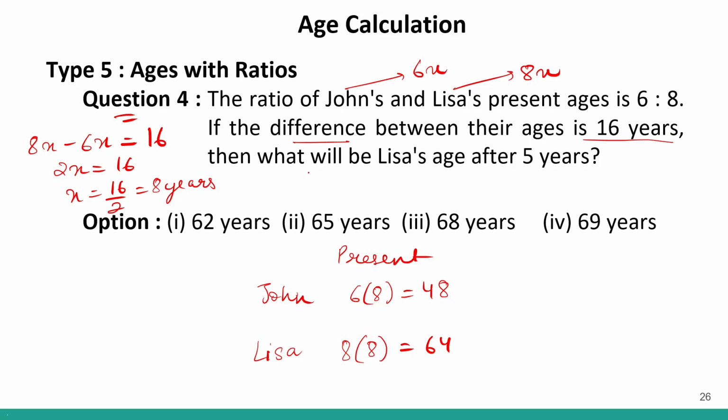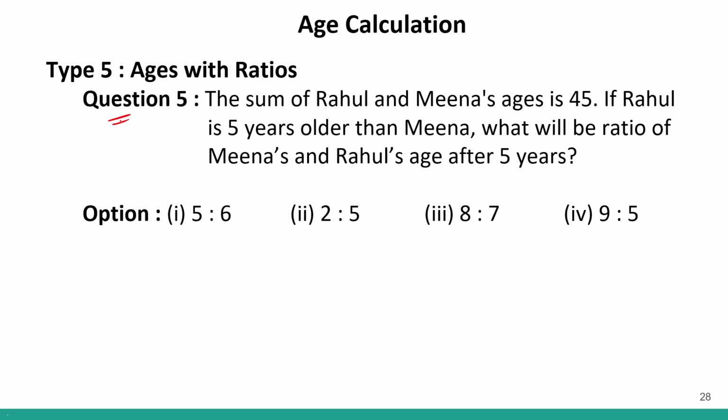We have to find out what will be Lisa's age after 5 years. So after 5 years means plus 5. So 64 plus 5 will give me 69 years. So Lisa's age after 5 years will be 69 years. That is option number 4. So option number 4 will be the correct answer to this question. Clear?